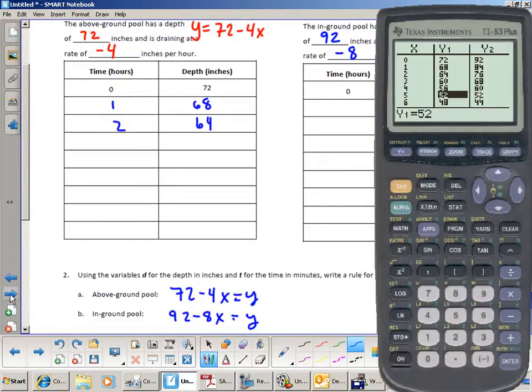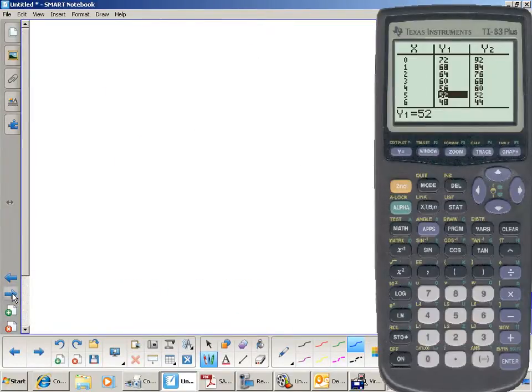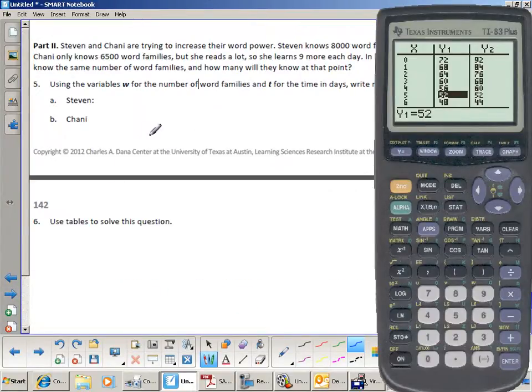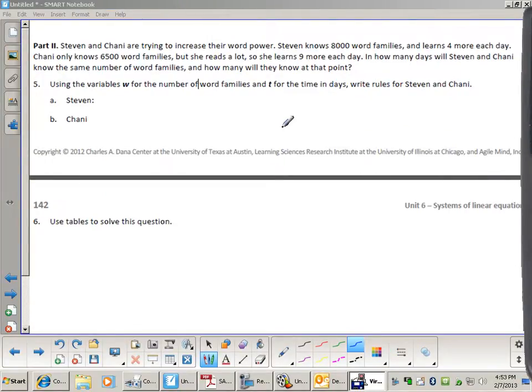Let's take a look at the second question. Steven and Shani are trying to increase their word power. Steven knows 800 word families and learns 4 more each day. Shani only knows 6,500 word families, but she reads a lot and learns 9 per day.